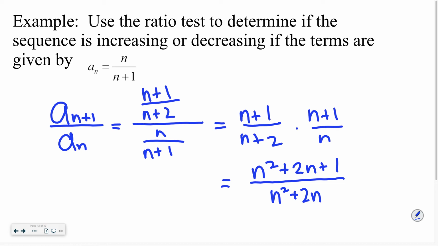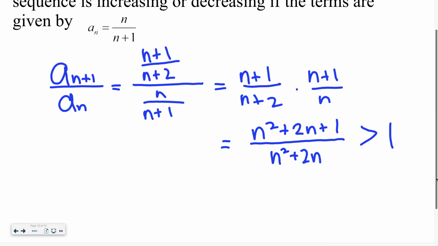Okay. Here's what we get when we actually perform the division. We have n squared plus 2n plus 1 all over n squared plus 2n. When we are using the ratio test, we want it to be clear whether it's greater than or less than 1. It is very obvious that this fraction is greater than 1 because the numerator is always, without any proving, greater than the denominator. It is literally one more. So we know, and we knew from before, that this is an increasing sequence.